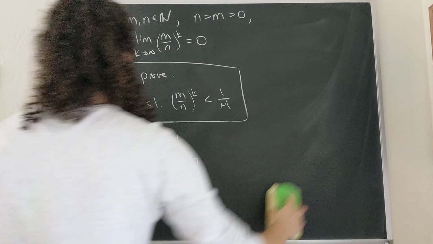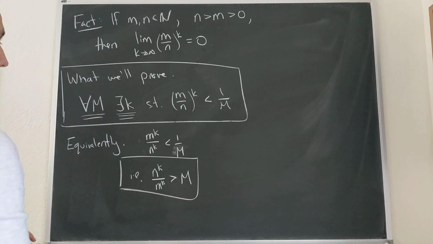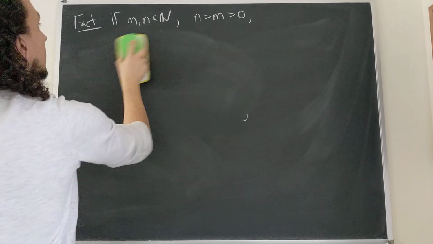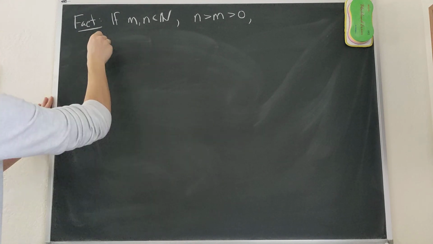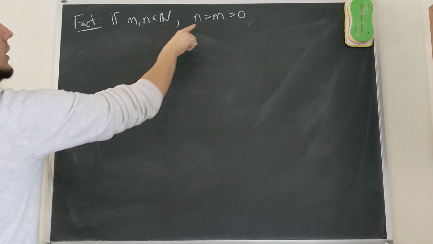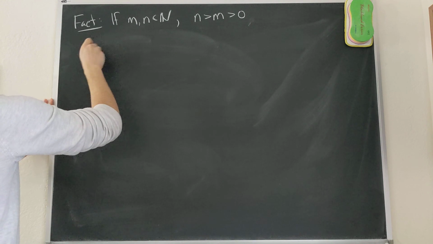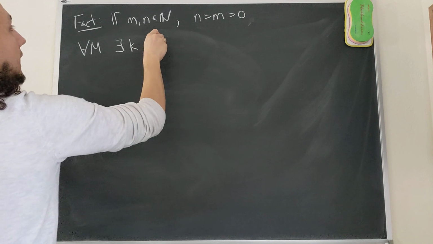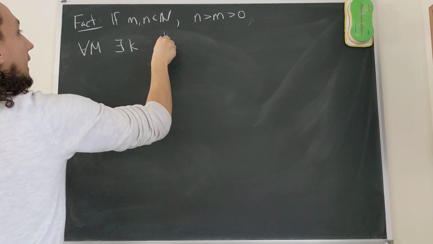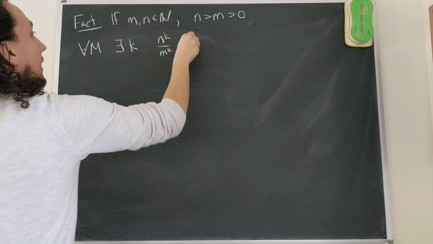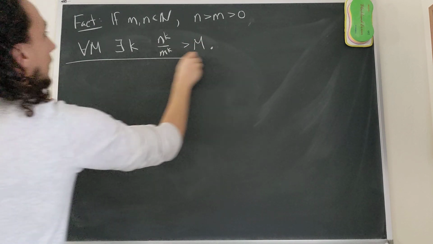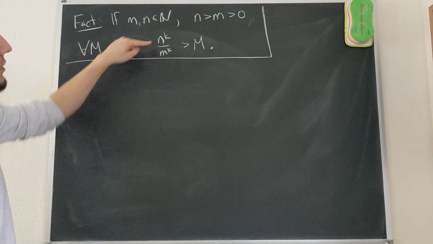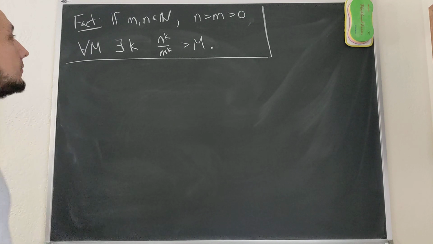Okay, so let me give myself some space. And I'll restate what we're actually going to prove up here. For every M, there exists a k such that n to the k divided by m to the k is greater than M. That's what we arrived at. If I've got these two numbers, I can always raise them to a high enough power so that the ratio between them is as large as I want it to be.